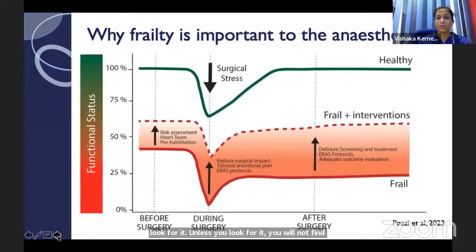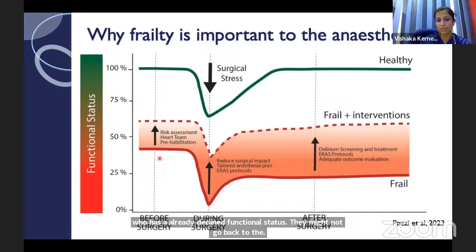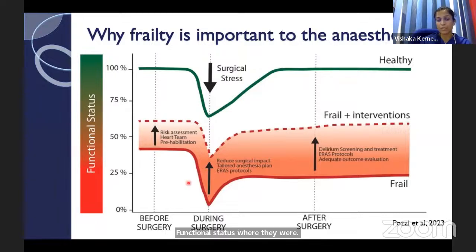So why is it important to the anesthetist? If you look at this curve of functional status, a patient who has 100% functional status goes back to their baseline functional status nicely after a surgical stress. But if you look at a patient who has an already declined functional status, they might not go back to the baseline functional status where they were after a surgery. This is a serious problem, because this will seriously decline their quality of life, and can lead to delirium and perioperative complications.